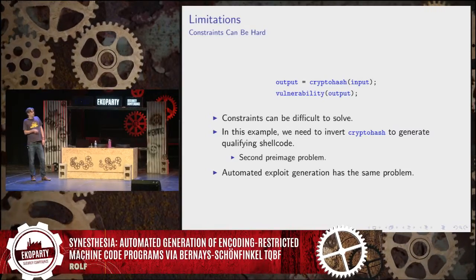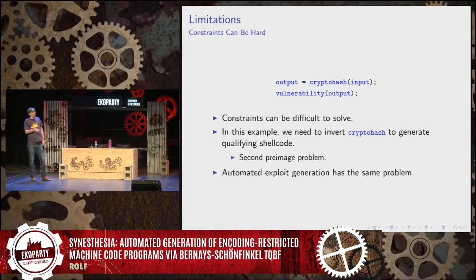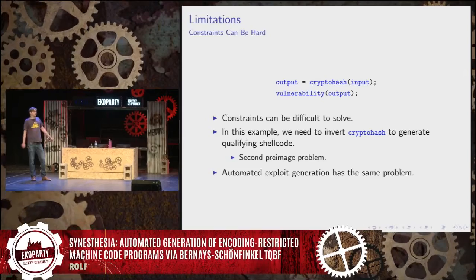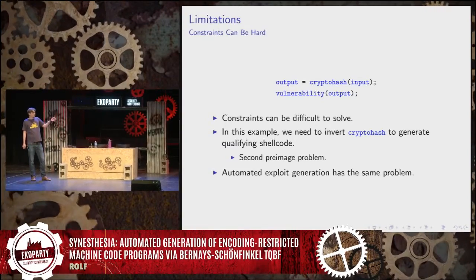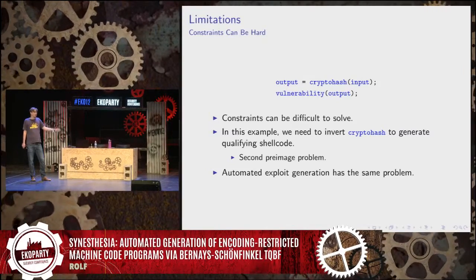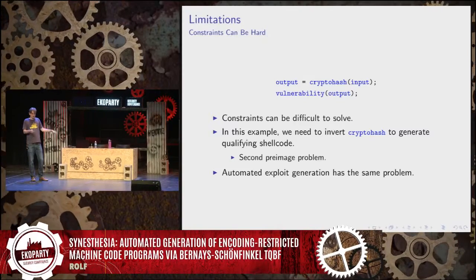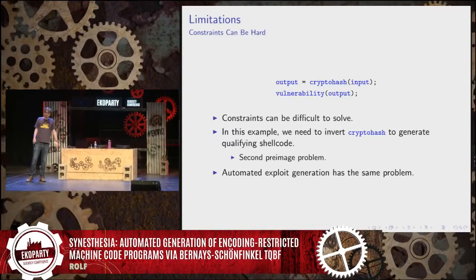For this example here, if I wanted to synthesize machine code based on the value of this output buffer, which is returned from this function crypto hash, I'm going to have to invert crypto hash in order to solve in terms of my input. That's the second pre-image problem, and that's not going to happen. You're not going to be able to solve those constraints. Same problems that automated exploit generation has.